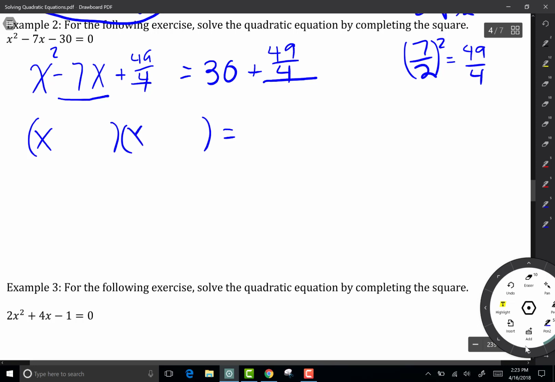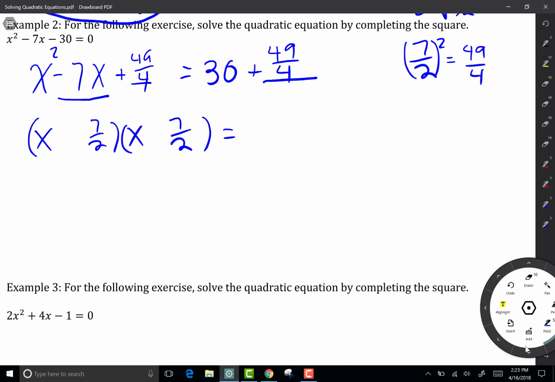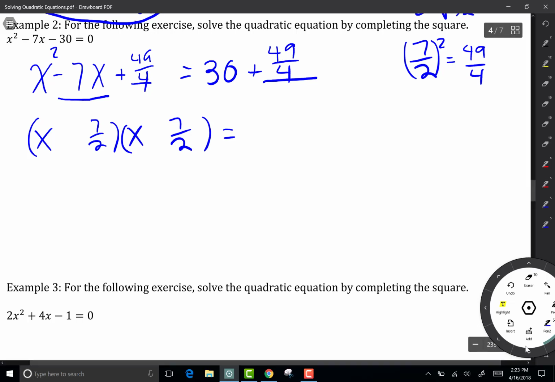I can factor this so that I have 7 halves and 7 halves. So when I multiply them, I get 49 over 4. But when I add 7 halves and 7 halves, I get the 7. In order to get the minus 7, these both have to be minus.